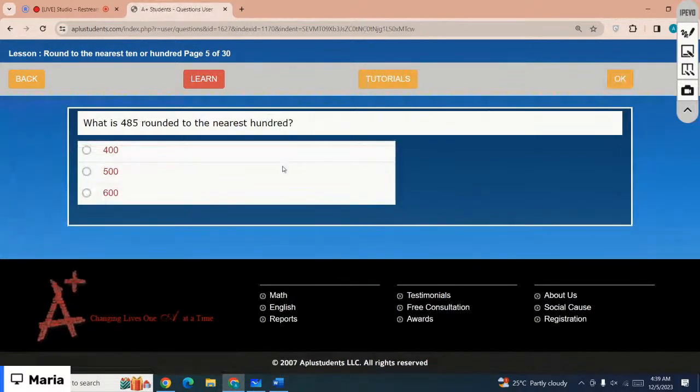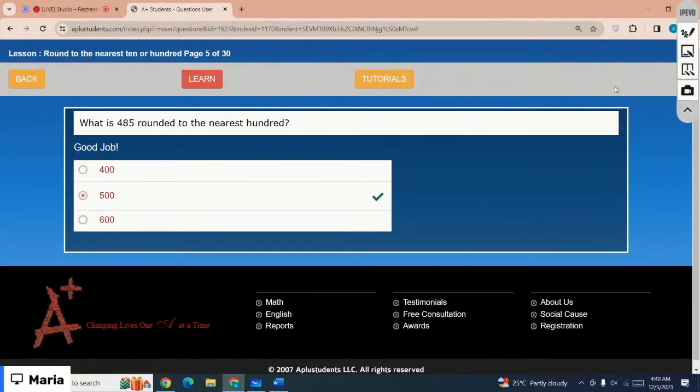What is 485 rounded to the nearest 100? Which is the correct option? Very good. 485 is rounded off to 500.